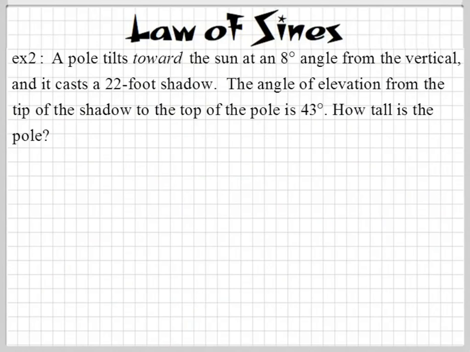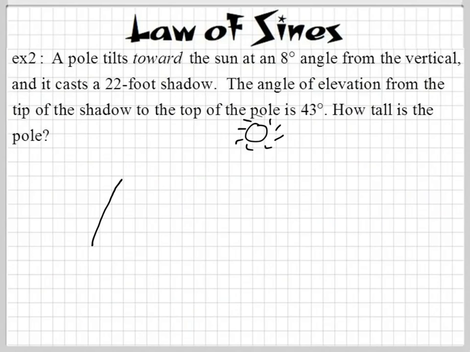But now I start going ahead and reading the problem. It says a pole tilts toward the sun at an 8-degree angle from the vertical. Huh? Okay, well let's draw the pole, right? So I draw the pole, and let's see, where's my marker there? Okay, I draw a pole and it's tilting toward the sun. Okay, so I'm going to draw a sun right here.